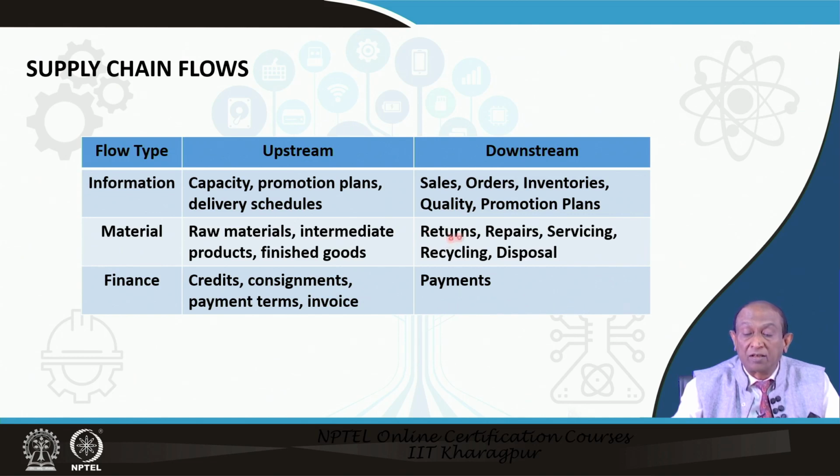For example, returns data, repair data, servicing data, recycling of material, disposal, and even materials that are physically returned in reverse logistics situations. With respect to finance, credits, consignments, payment terms and invoices are all generated at the upstream side, whereas on the downstream side, we are concerned with payments made by the customers to the retailers, and these flow upstream and finally arrive at the manufacturer's end.